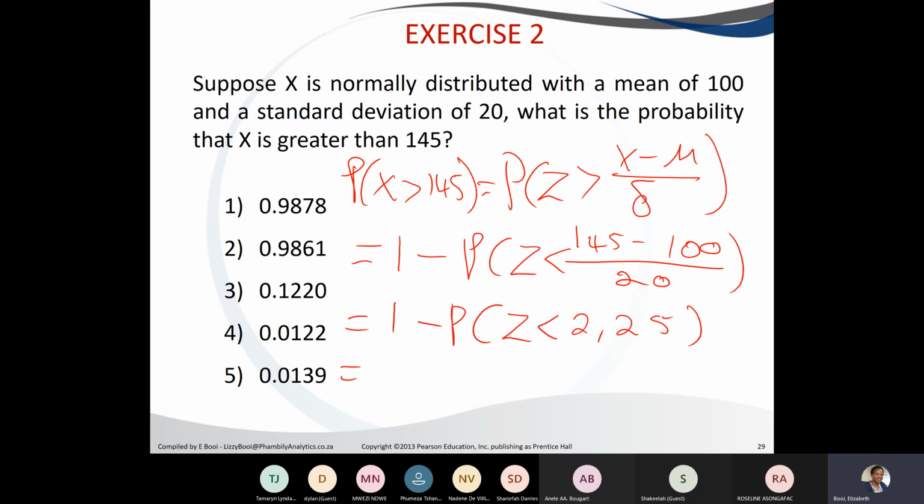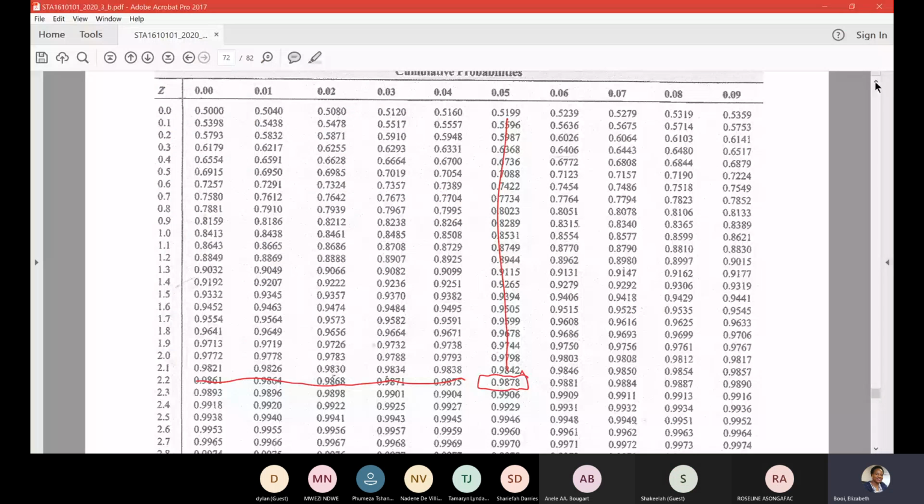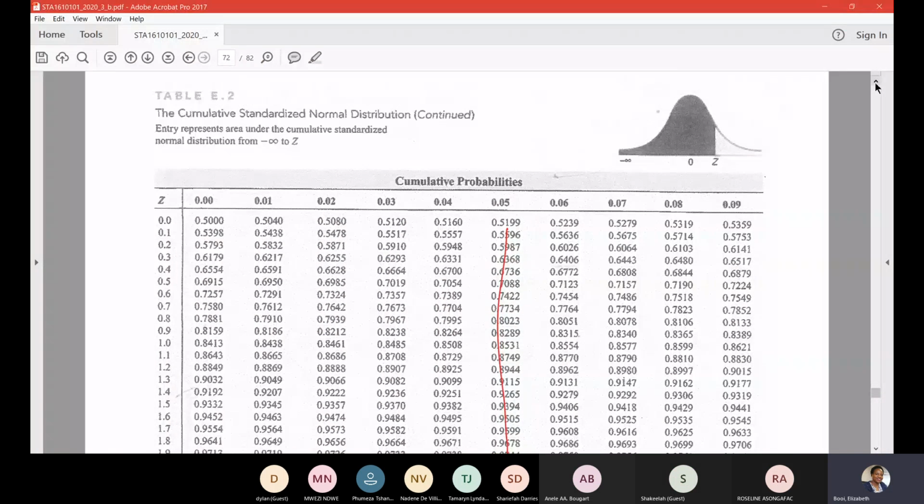When we go to the table, as for the last time, for those who still don't know how to get there, let's show you the table because I know that I am rushing. So you go to the cumulative normal standardized distribution table, which is table E2. We're looking for 2.25. We go to the positive side because the answer is positive. The first 2 digits, we find on the left. The last digit, which is 5, we find on the table.